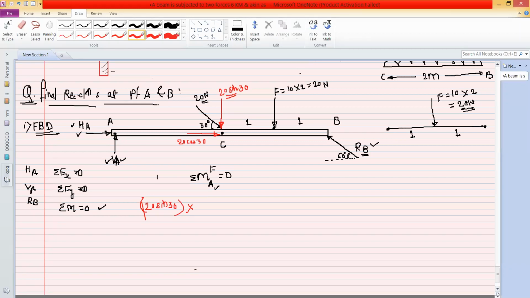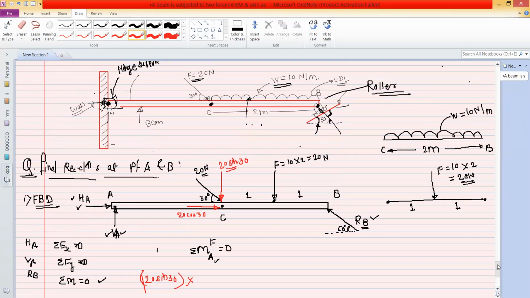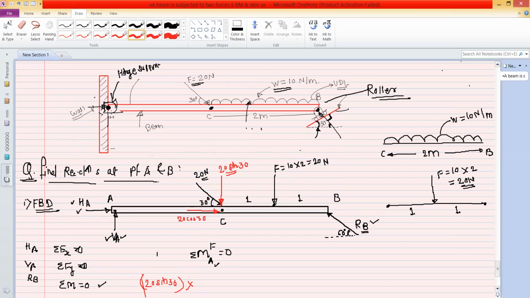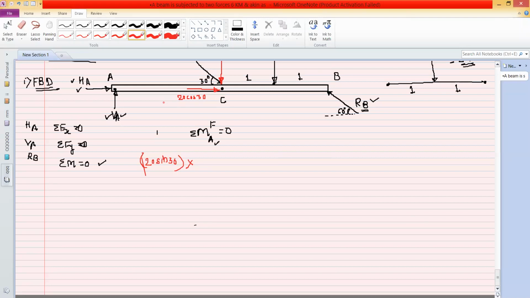So the perpendicular distance will be distance AC. Okay. And that distance AC, take this distance as 2 meter. So this is 2 meter and this is also 2 meter. And this moment is clockwise because it will try to rotate the beam AB in the clockwise direction about the point A. So this is minus.